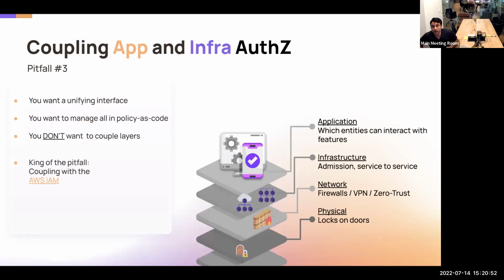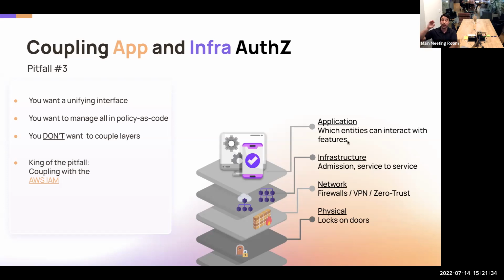Number 3 is mixing up your access control layers. Obviously, we need multiple layers of access control. We need physical access control, like locks on our doors and windows. And we need network level access control: firewalls, VPNs, and zero trust networks for the devices that connect into the network itself and into our VPC. And we need infrastructure level access control: which service can talk to which service, which services can connect together as the same pod, for example, in Kubernetes, and which services can be deployed, et cetera.